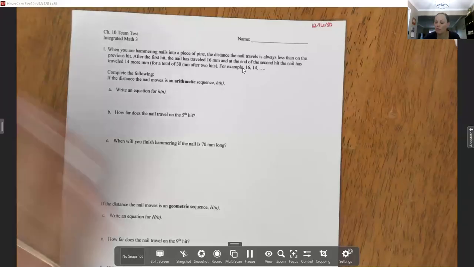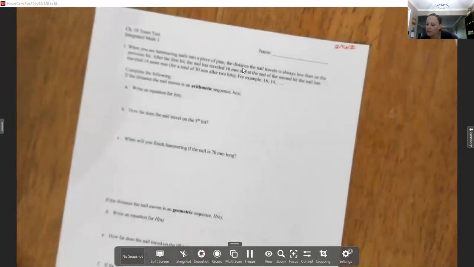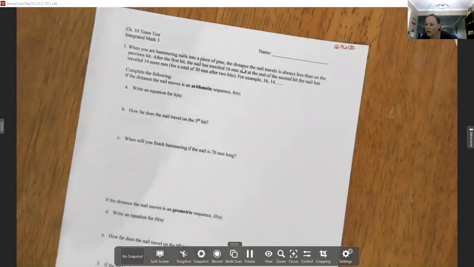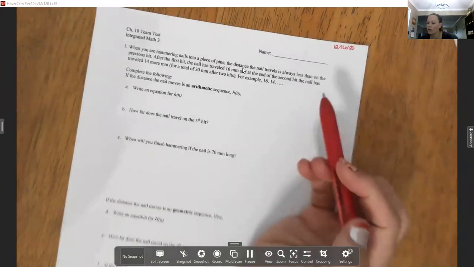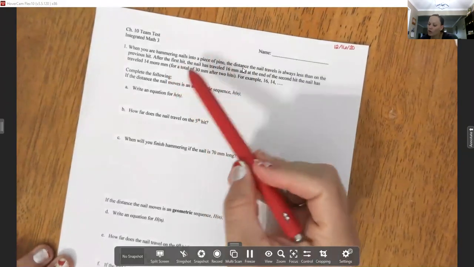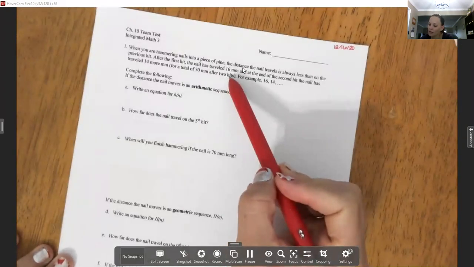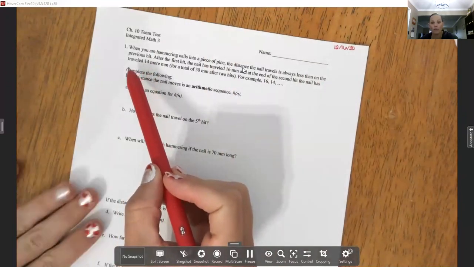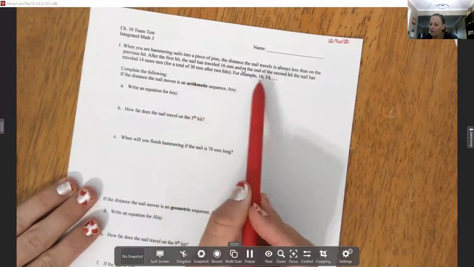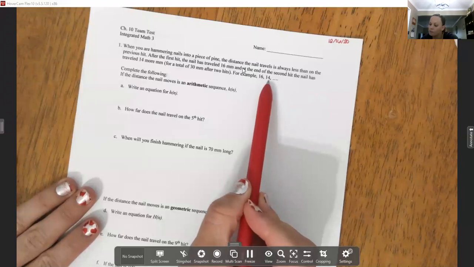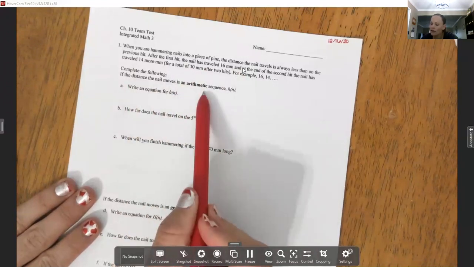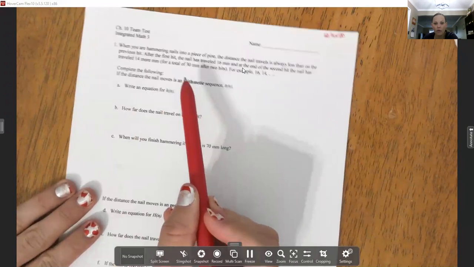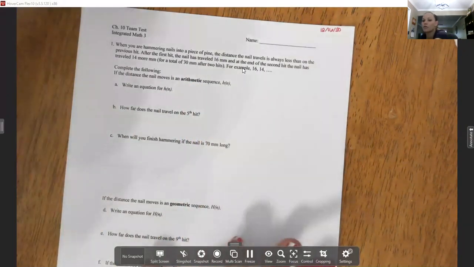Okay. So number 1, I think it's a little confusing. When you're hammering nails into a piece of pine wood, the distance the nail travels is always less than the previous hit. So after the first hit, the nail traveled 16 millimeters. At the end of the second hit, the nail traveled 14 more millimeters for a total of 30. For example, 16, 14. So if this is arithmetic, remember, arithmetic is adding or subtracting.